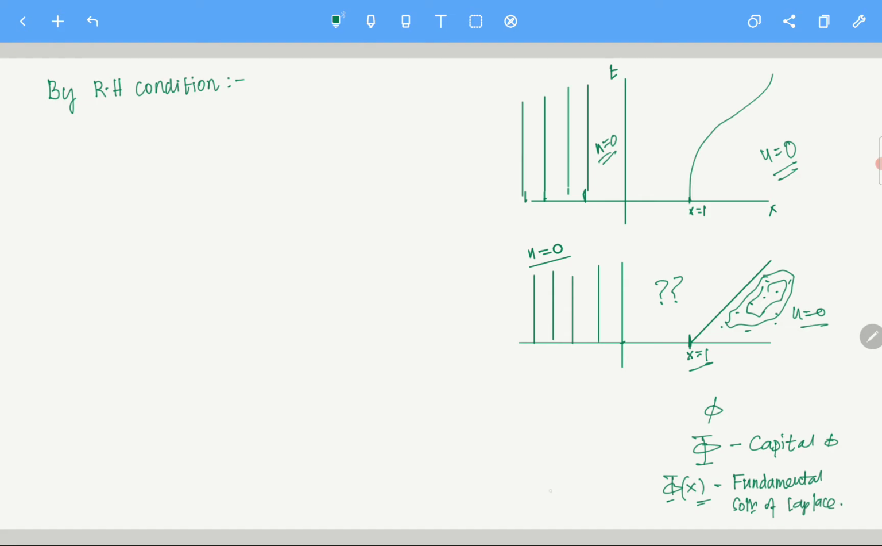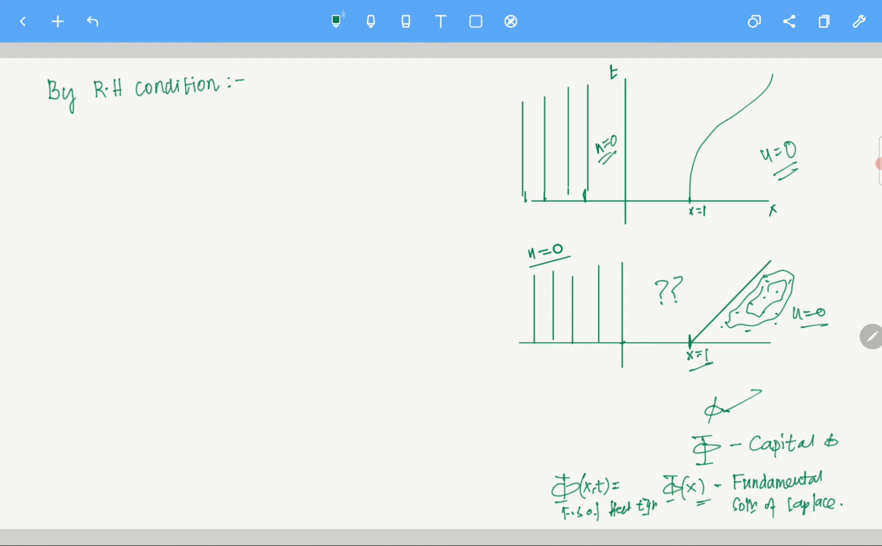Again, you also know that if it is written like capital phi of x, t, it is the fundamental solution of the heat equation. So do not get confused here. Whenever I am using capital phi in this course, it will always mean fundamental solution unless it is explicitly mentioned what capital phi is. Small phi is always some arbitrary function.